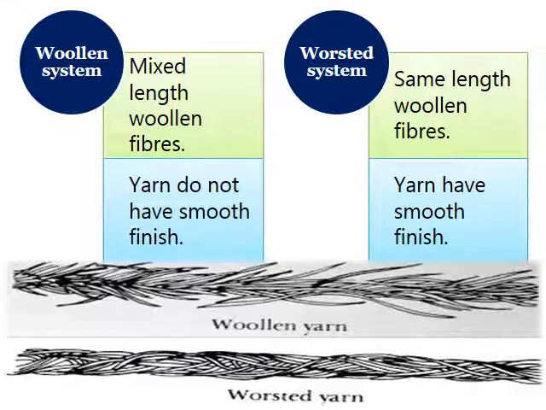Now there are two systems followed in preparing woolen yarn. One is known as the woolen system and the other is known as the worsted system. In the woolen system, the woolen fibers of mixed lengths are carded and then spun to form woolen yarn. The fabrics made from such yarn do not have a smooth finish.